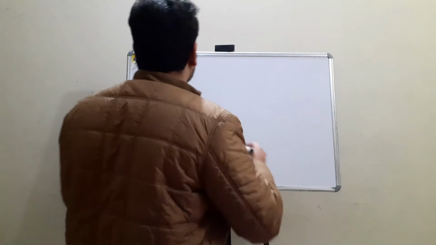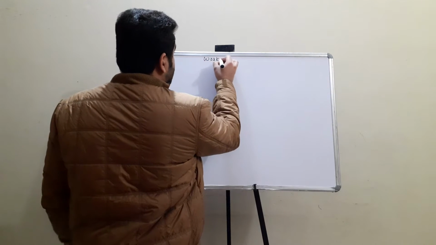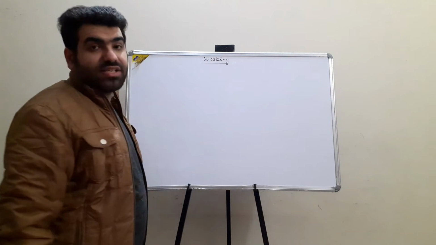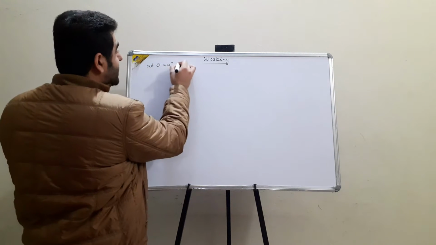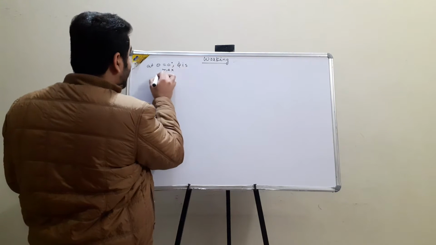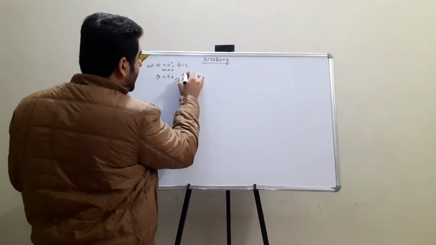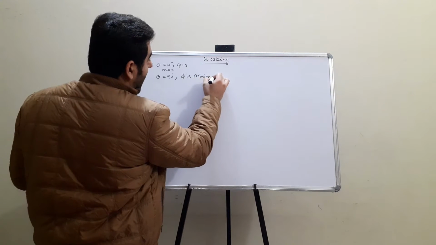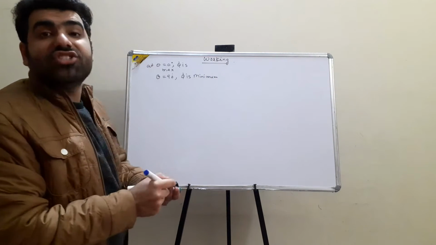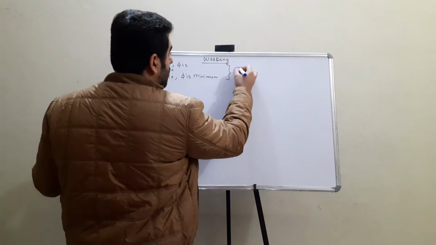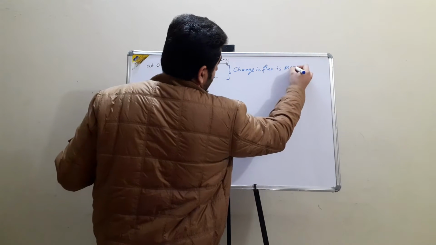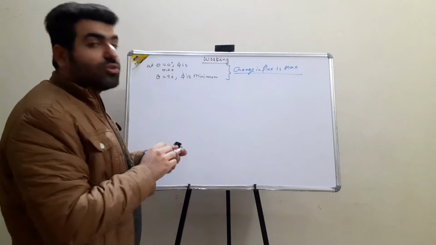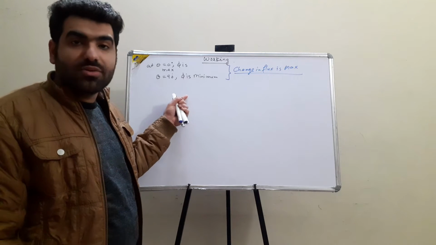Let us now continue with the working of the AC generator. So we are just in the continuation with the working part of the AC generator. We know at theta equals 0 degrees, flux is maximum, and at theta equals 90 degrees, flux is minimum. Through this criteria, we can say change in flux is maximum. And if there is change in flux, then due to electromagnetic induction, current would be induced in the coil.